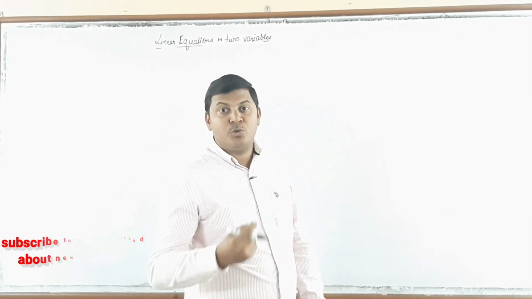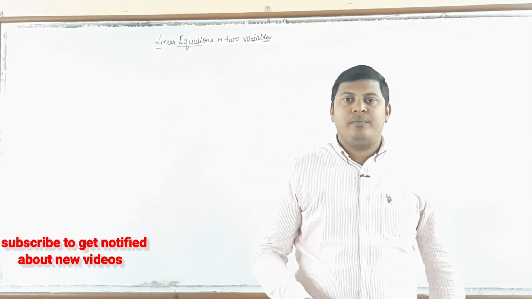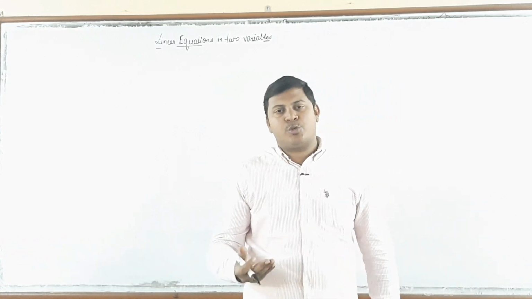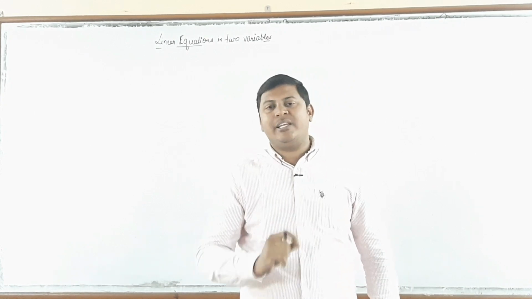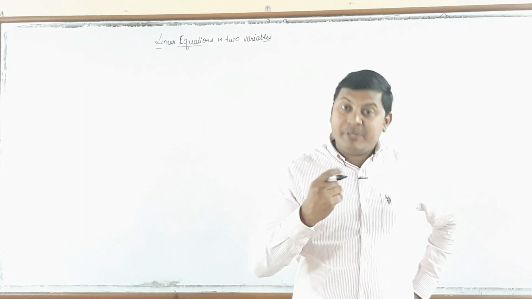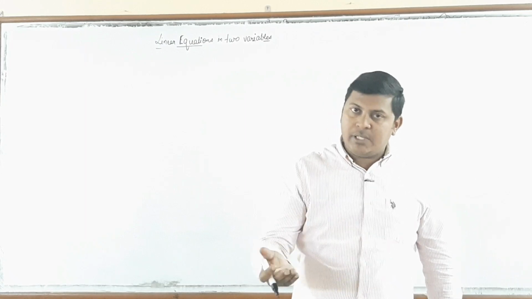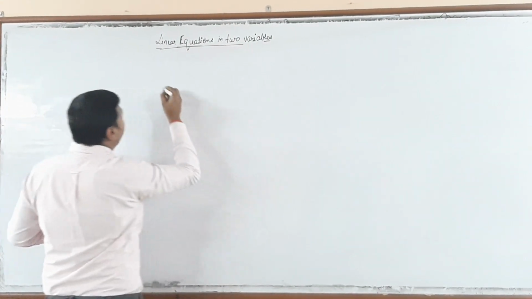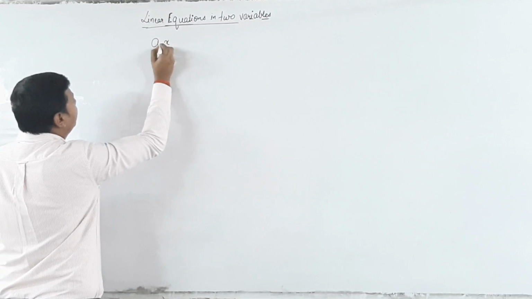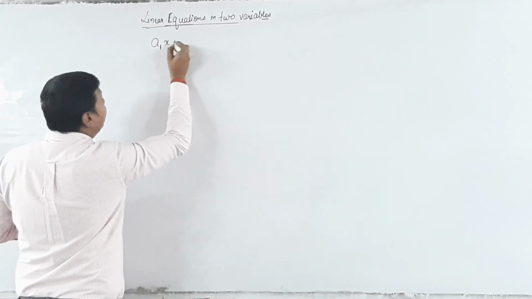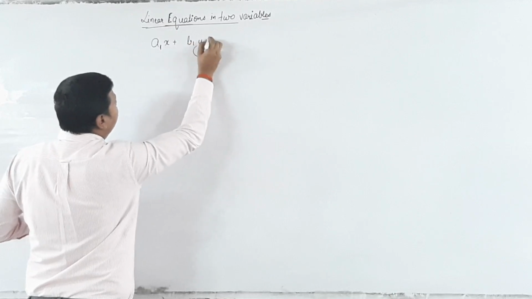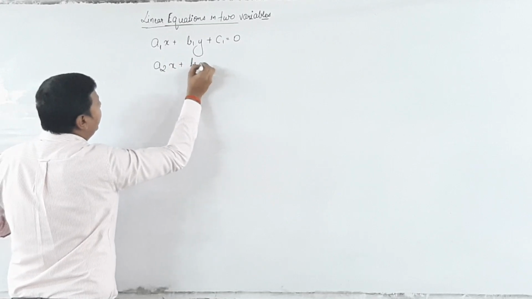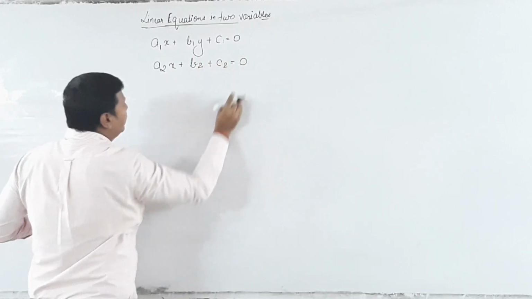Good evening everybody. Today I am going to discuss how to find how many solutions a pair of linear equations in two variables has without solving it. So let's take a review. As we know, the general form of a linear equation in two variables is a1x plus b1y plus c1 equals 0 and a2x plus b2y plus c2 equals 0.